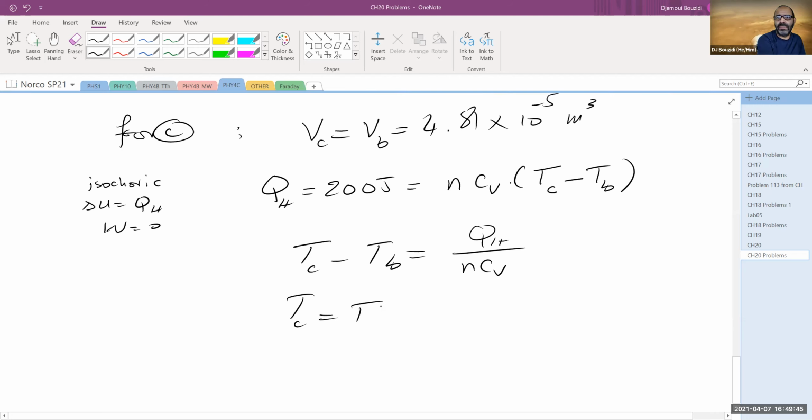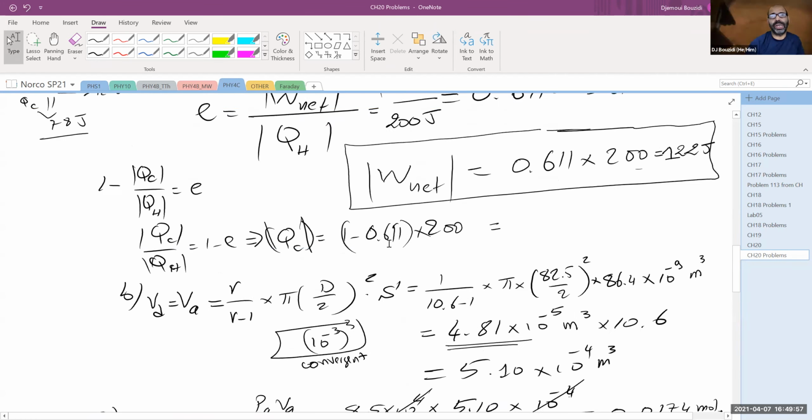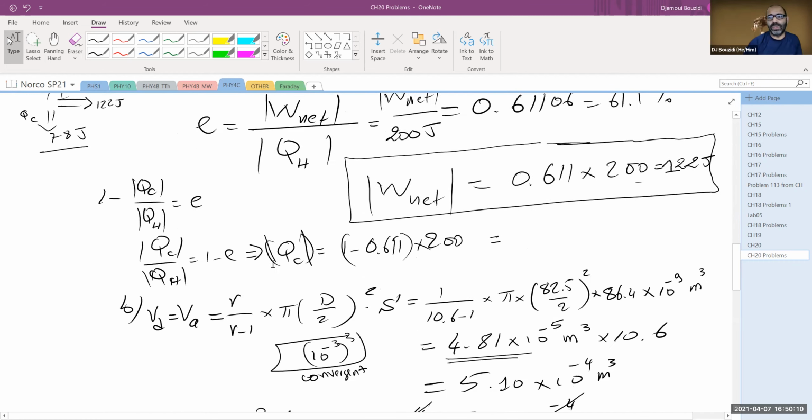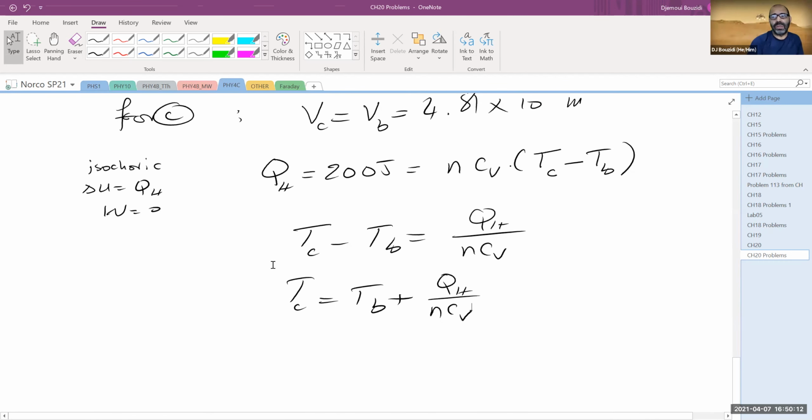So TC is going to be TB plus Q hot over nCV. Obviously, this is positive. Everything is positive in here. So TC is going to be hotter than TB. And it's clear from the picture, it must be, because you're heating it up. You're adding heat to it. It was at TB, so you're supplying heat to it with no work, with no expansion. So in this case, the temperature has to increase. It's going to go to TC. So it's normal to have it higher than the previous one.